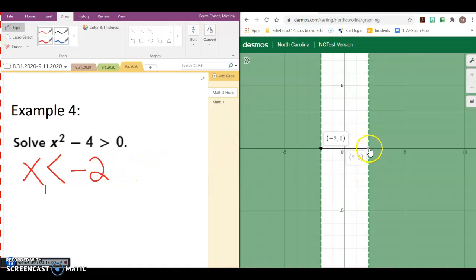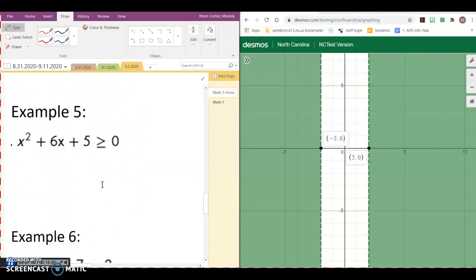Now let's go to the other side. 2. So we know we have x and 2. Now we have to figure out which way the inequality goes. The shaded area is to the right of 2. Any number to the right of 2 is bigger than 2. So that means that x is greater than 2. So there's our solution. X is less than -2 and x is greater than 2 for example number 4.